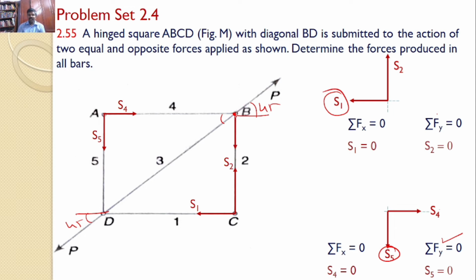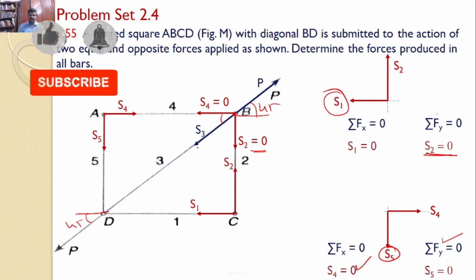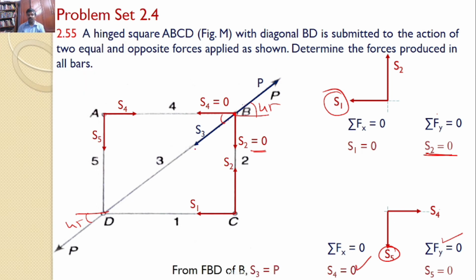Next, let us consider the point B. The various forces are: S2 acts in the downward direction. You already know that S2 is equal to 0 from this free body diagram. Another force is S4, which is also equal to 0, that you know from the previous point. And it is subjected to two more forces. One force P acts like this, another force acts like this. By the equilibrium condition, these two forces must be equal and opposite. Hence you can find S3 is equal to P.